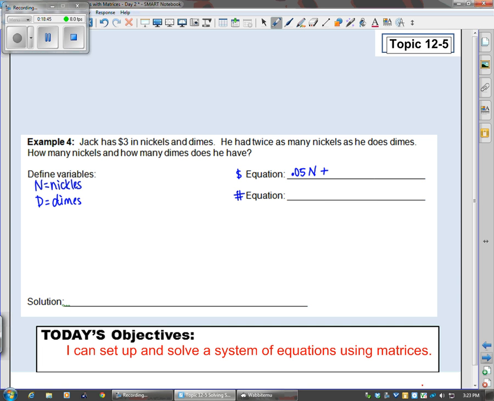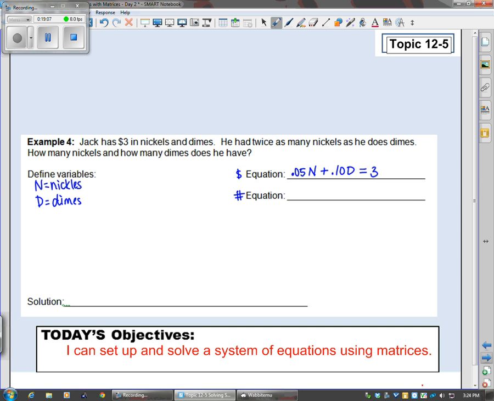And dimes, when you count that to see how much money you have, you go 10, 20, 30, and so on. Each dime is 10 cents. And when you got finished counting your money, or when Jack got finished counting his money, he had $3. Okay, notice that I put the decimals in place so that we would actually use that as money.